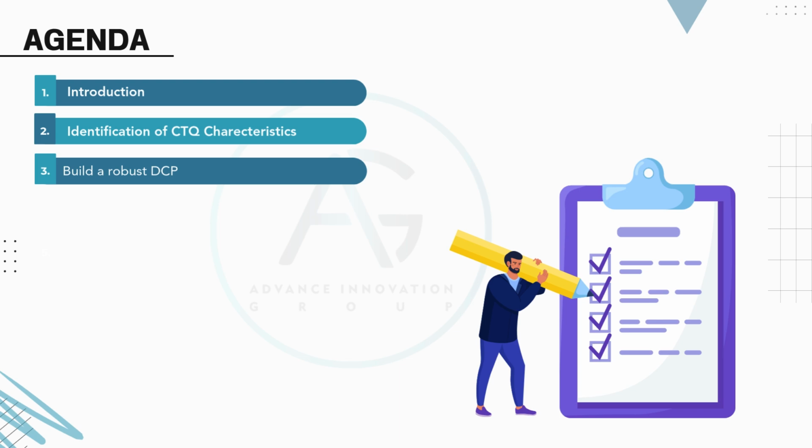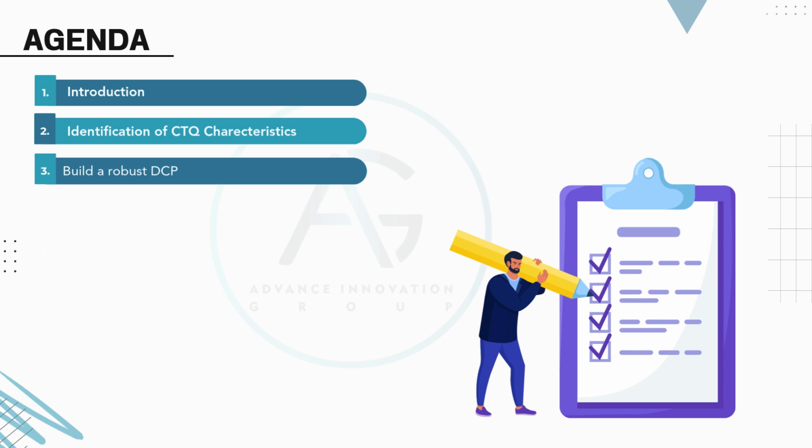2. Identification of CTQ characteristics. Next, we'll explore how to identify the right critical to quality CTQ metrics. These are the measurable factors that define what's important to the customer and what we should focus on. 3. Build a robust DCP.